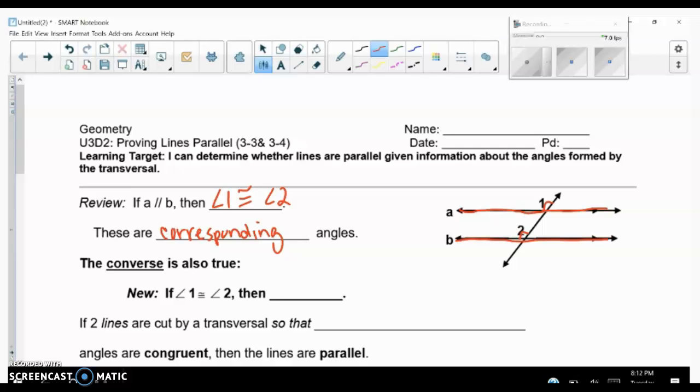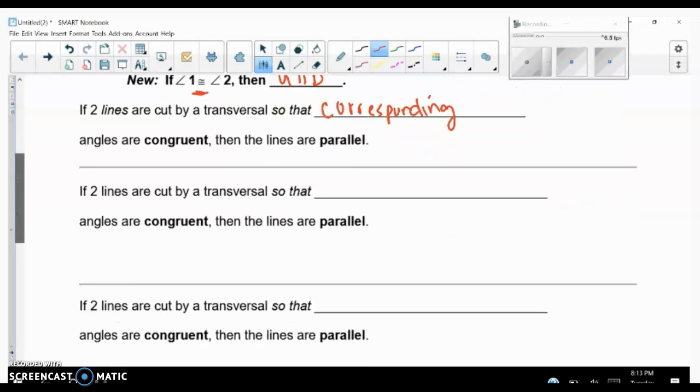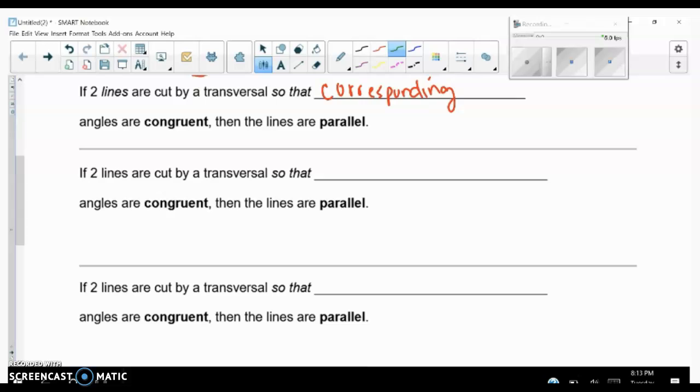Corresponding angles. Now we're getting into a little bit of our logic. When we do the converse, we change the order, if you recall. So now you see it's reversed. If angle 1 is congruent to angle 2, then A is parallel to B. So if two lines are cut by a transversal so that corresponding angles are congruent, then those lines are parallel.